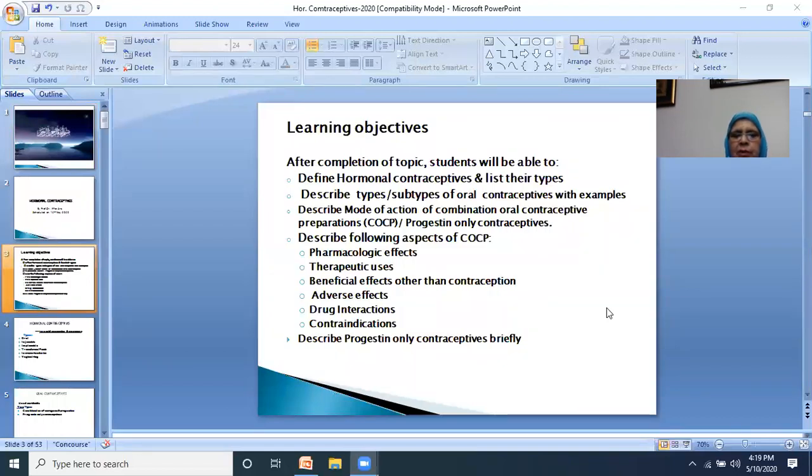This is very important. You always get this question. Then describe following aspects of combination oral contraceptive preparations: pharmacological effects, their therapeutic uses, and their beneficial effects other than contraception, adverse effects, drug interactions, and contraindications. Then describe progestin only contraceptives briefly.